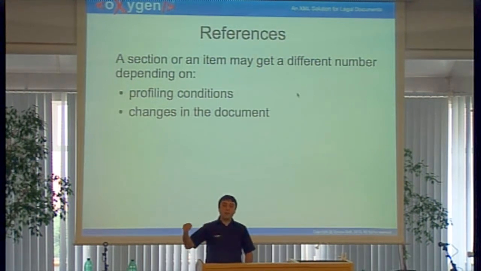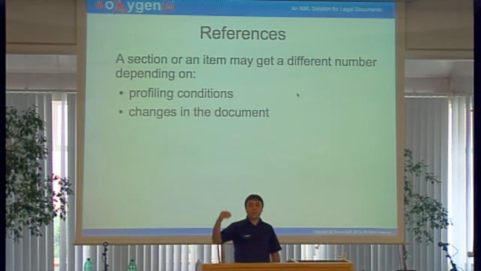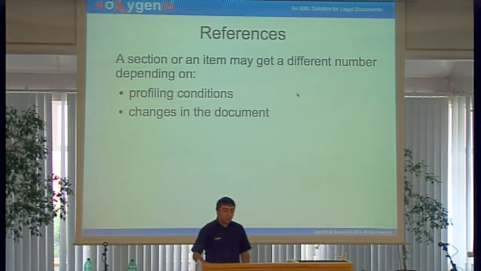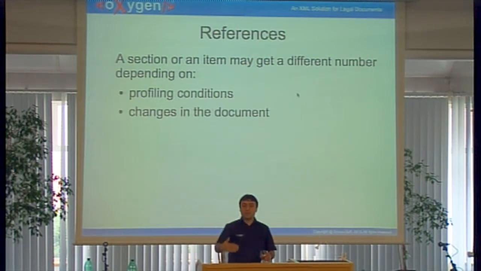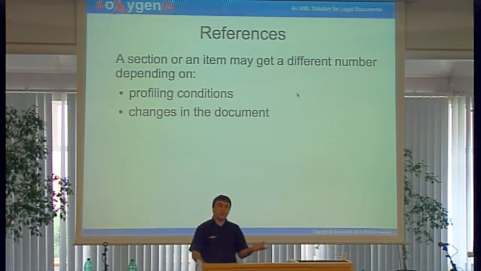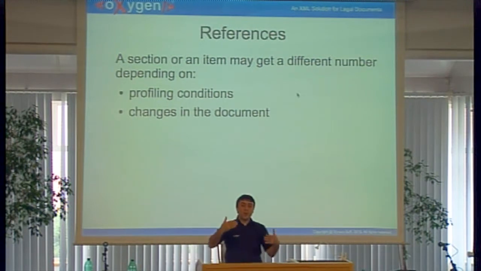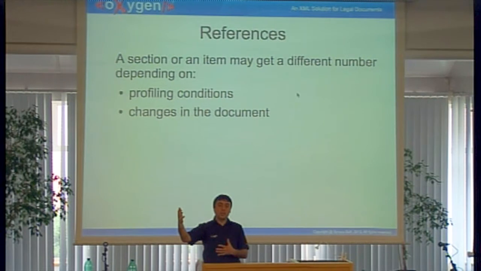Now, if you refer to another section or to an item in the document, when you make changes to the document, these references may get broken, right? You add another section, then all the numbers for the following sections will increase, right? And if you had a reference to such a section, then you need to change that as well. And this can appear even more when you have profiling and you conditionally add the section for a specific edition. So in some deliverables, you get different numbers compared with other deliverables.